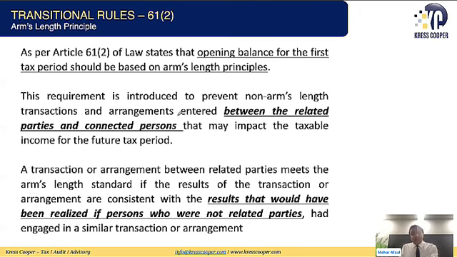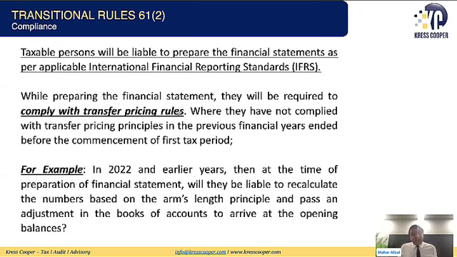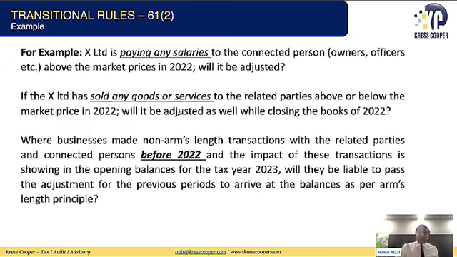As I discussed, the transaction between related parties or with a connected party might be priced above the market price, below the market price, or on a cost-to-cost basis. We need to adjust it by applying the transfer pricing rules. Just look into this example. Suppose in 2022 or an earlier year, at the time of preparing the financial statements, would they be able to recalculate the numbers based on the arm's length principle? As I discussed earlier, the company might have a history of 50 years. Do we need to go back and recalculate the numbers for the last 50 years? For the last 10 years? I think this is a very hectic exercise and nobody will be able to do this. So how can we do this?